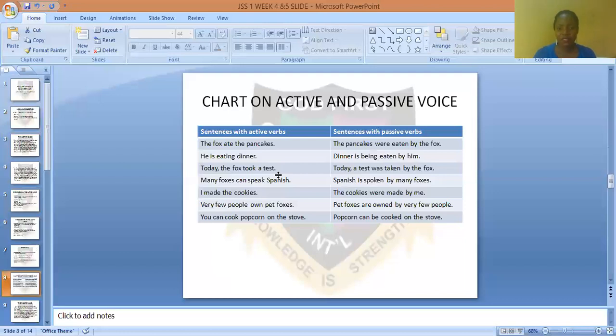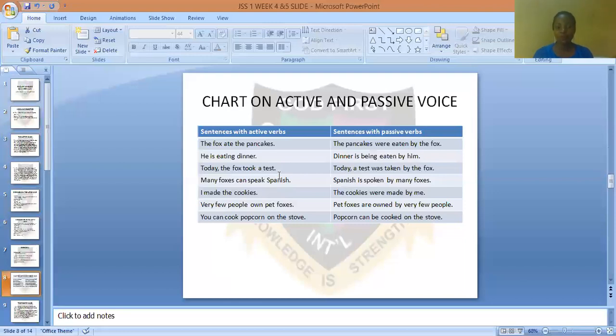Many foxes can speak Spanish. So this is in the active verb. In the passive verb, it becomes Spanish is spoken by many foxes. I made the cookies. The cookies were made by me.